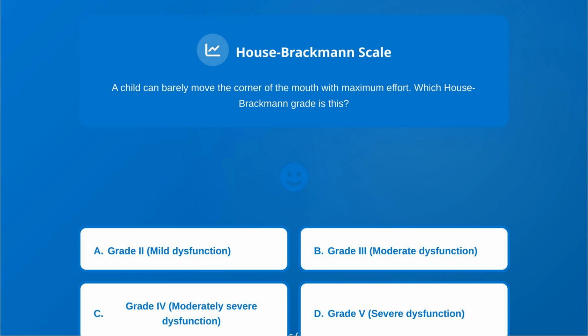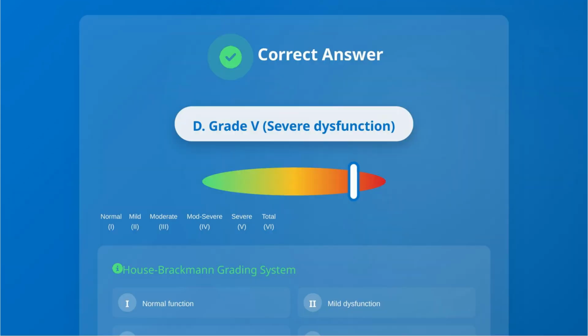A child with facial palsy can barely move the corner of the mouth with maximum effort. Based on the House-Brackmann facial nerve grading system, which grade would this be classified as? A. Grade 2, mild dysfunction. B. Grade 3, moderate dysfunction. C. Grade 4, moderately severe dysfunction. D. Grade 5, severe dysfunction. The correct answer is D.